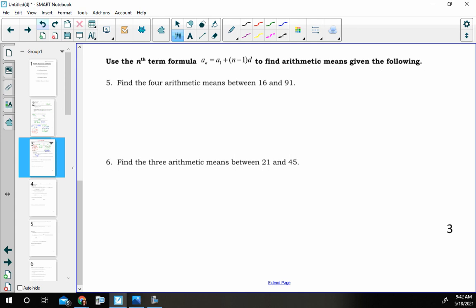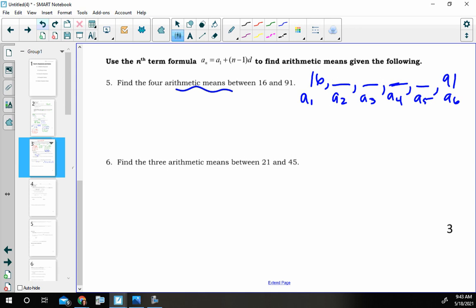Since there are 4 in between, I'm going to physically write this out so that I don't skip numbers. This is my a sub 1, a sub 2, a sub 3, a sub 4, a sub 5, a sub 6. The information that I know: a sub 1 is 16, and a sub 6 is 91.